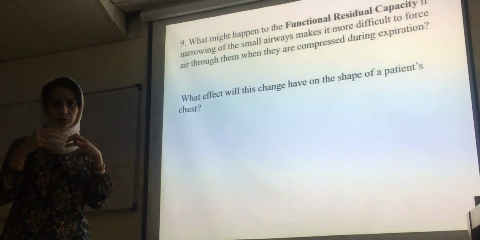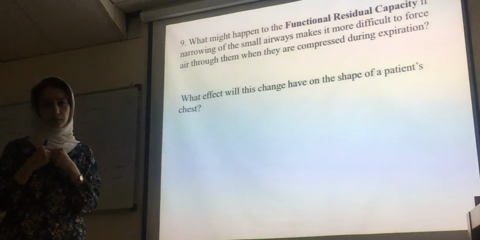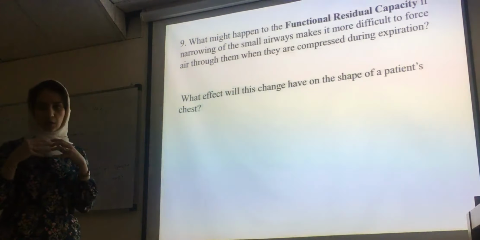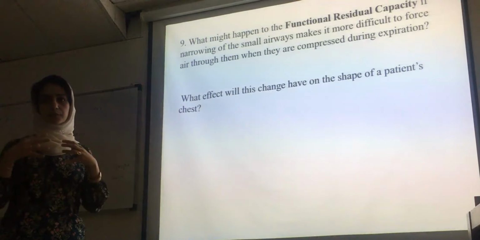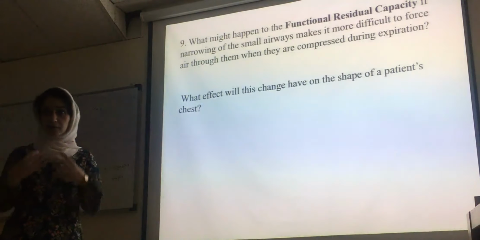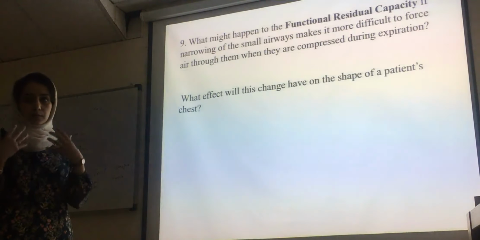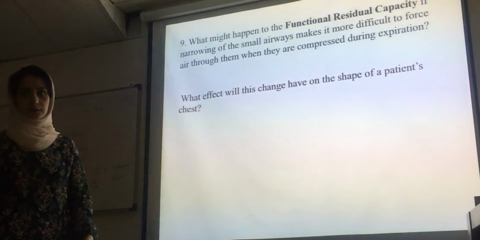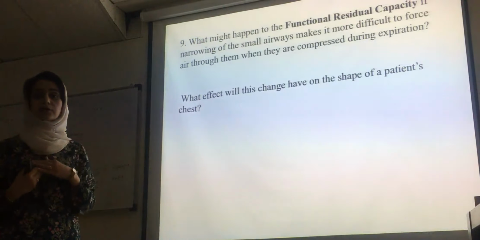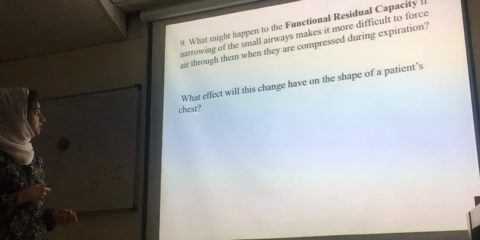We do expiration, but there is narrowing of the airway. There is a pressure on the airway during expiration, compression. What will happen? Of course, the volume of air expired decreases, or it will be slow because of this compression on the airway. So this will cause increase in functional residual capacity. The air remaining in the lung increases because the volume of air that goes to the outside decreases, or the speed of the air that goes outside decreases. So there will be increase in the functional residual capacity. What effect will this change have on the shape of the patient's chest?